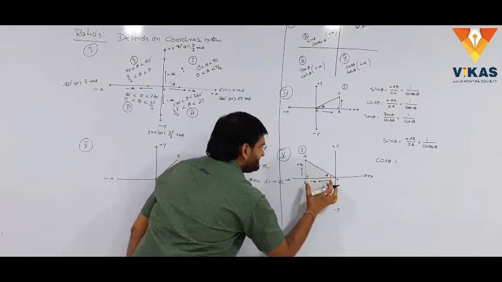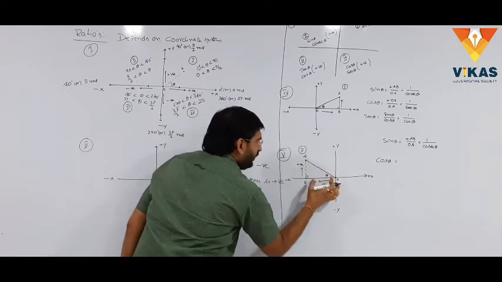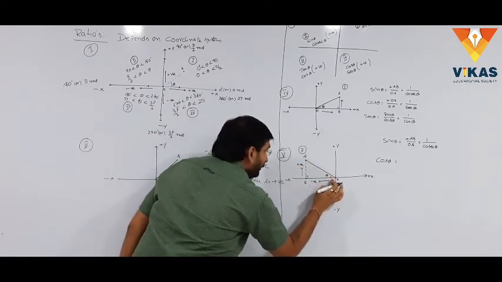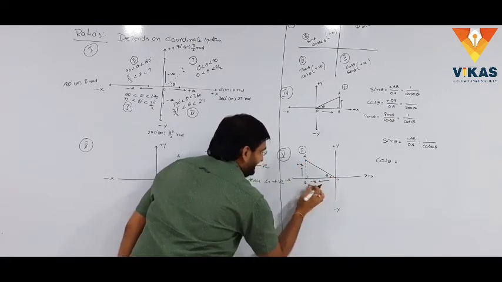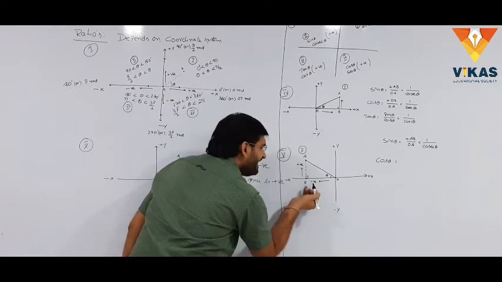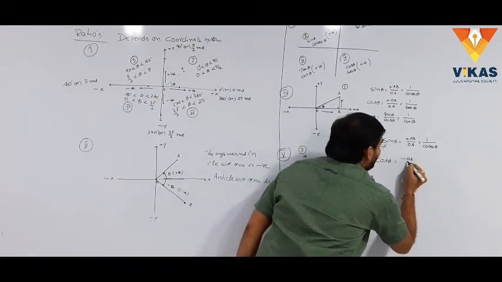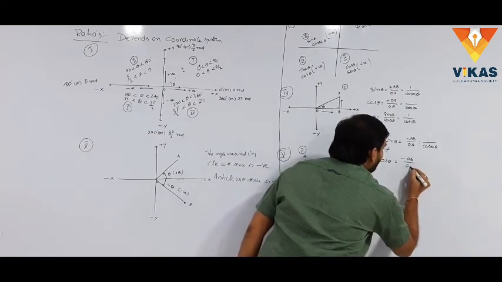What is the formula for cos theta? Adjacent side by hypotenuse. What is the adjacent side here? OB is the adjacent side. Is it negative or positive? It is along the negative x direction. This is also negative. That's why it is minus OB by OA.